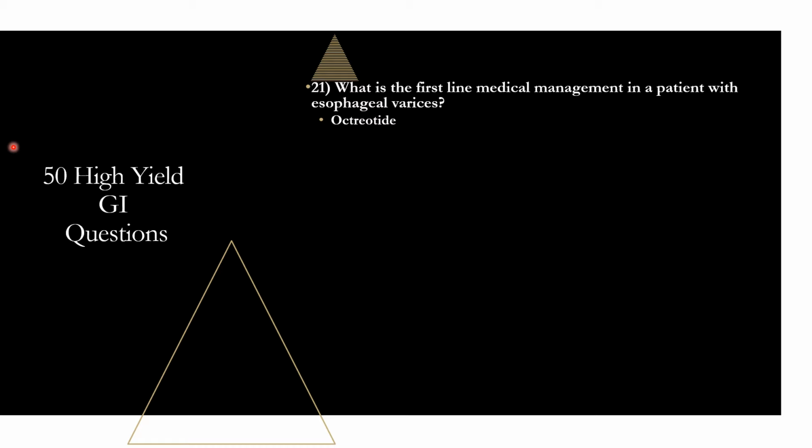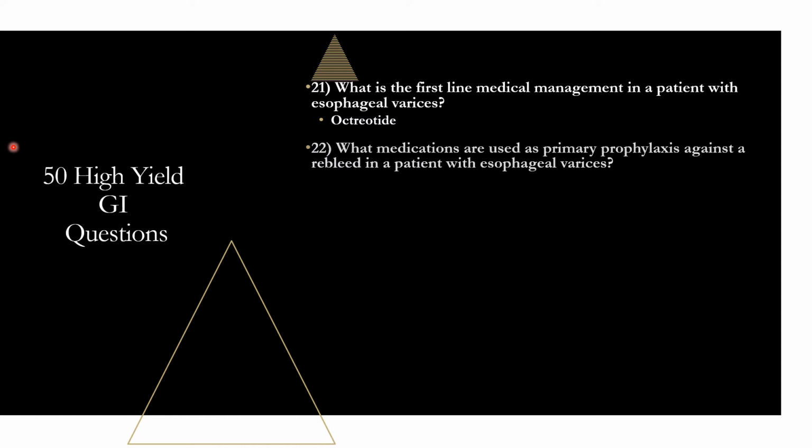Second line option would be vasopressin, and it's very effective. It actually works just as well as octreotide, but it has a lot more adverse drug reactions, so that's why you normally use it as a second line option. And remember, look at the vignette and make sure you're reading it, because if I said overall, what is the first line treatment for esophageal varices, it'd actually be an endoscopic intervention like variceal ligation, but I specifically asked medical management. So octreotide would be the first line medical management for esophageal varices.